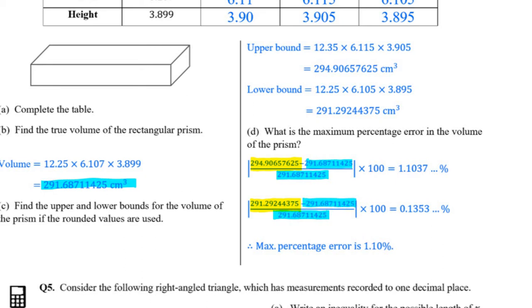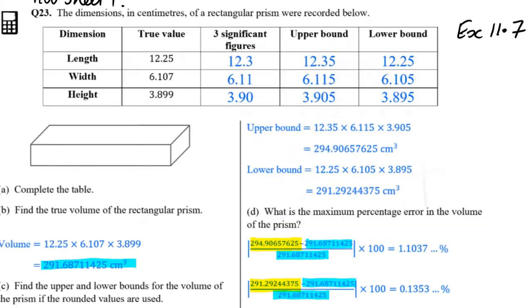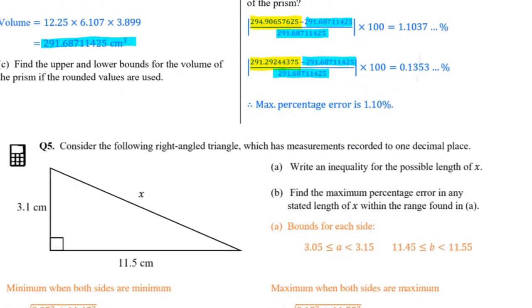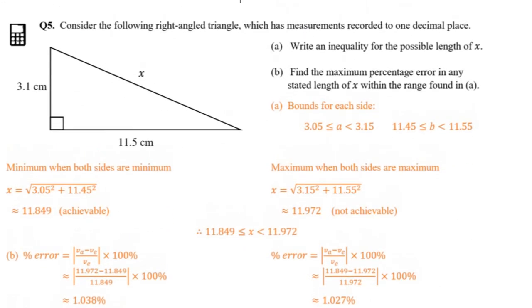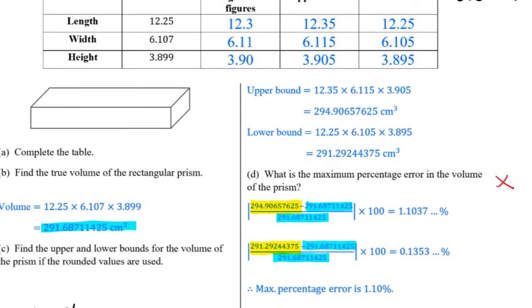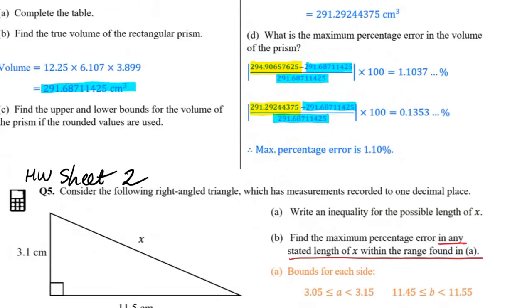Okay, so it is slightly different, but similar in that we're not comparing bounds. We have an actual true value here. In example 11.7, we didn't know the true value, but we knew the approximate value. So that's the difference between those two questions. This one here comes from homework sheet 2. Alright, so we go through, we find the bounds, the approximate length for that side there, and then it's got that phrasing, any stated length of x within the range found in A. That was not present in this example, which is why we did this one differently.